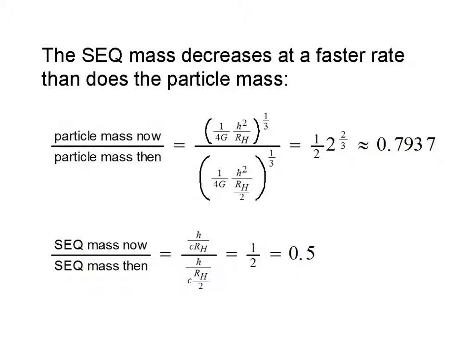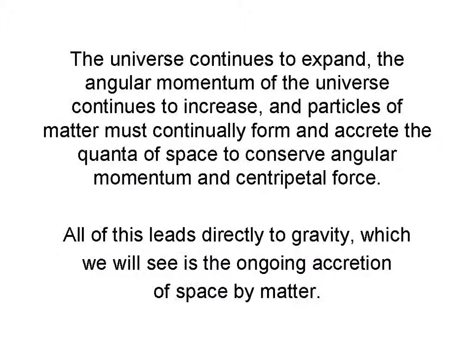And this difference between the shrinkage of a particle mass and the shrinkage of its component quanta requires that the particle continue aggressively absorbing the quanta of space. The universe continues to expand. The angular momentum of the universe continues to increase, and particles of matter must continually form and accrete the quanta of space to conserve angular momentum and centripetal force. All of this leads directly to gravity, which we will see as the ongoing accretion of space by matter.